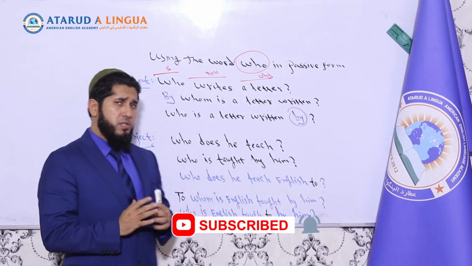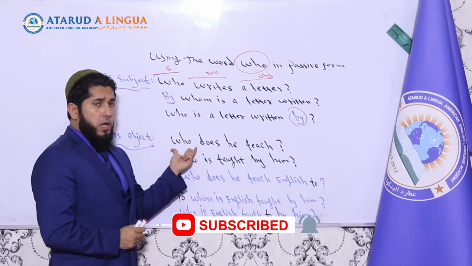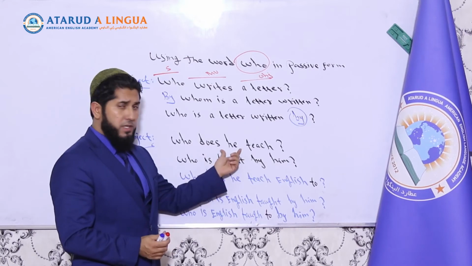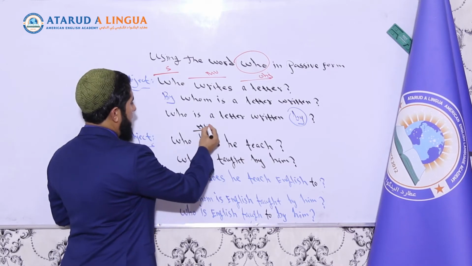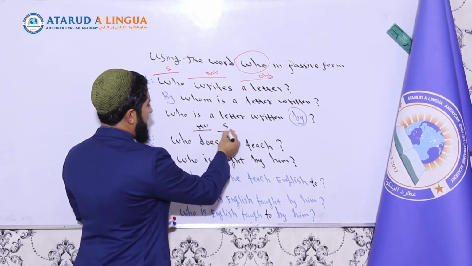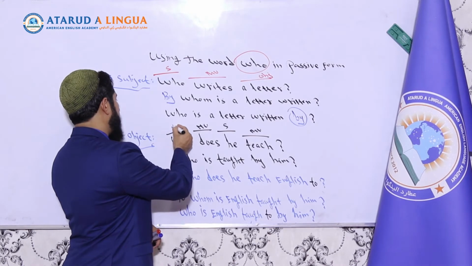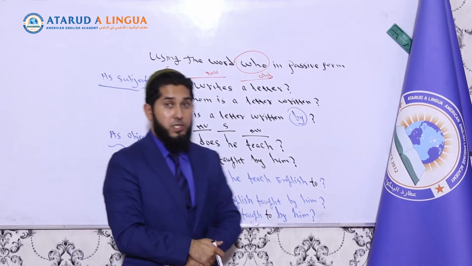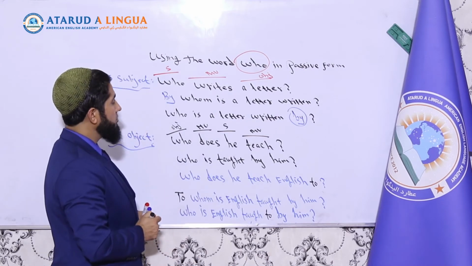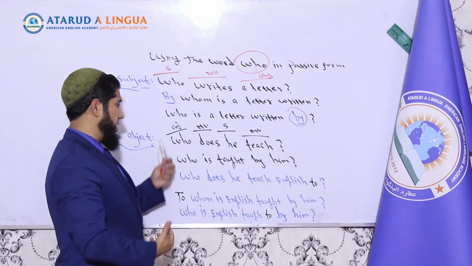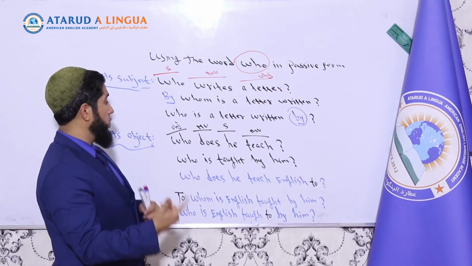When it functions as object, like in these examples, it is followed by a helping verb, then subject, and then main verb. Look, does is your auxiliary verb or helping verb. And he is subject, teach is main verb. So where is the object? Who itself functions here as an object. Who does he teach? Okay? Whom does he teach? Who does he teach? So in formal English, it could be whom does he teach. In normal English or spoken, it could be who does he teach.